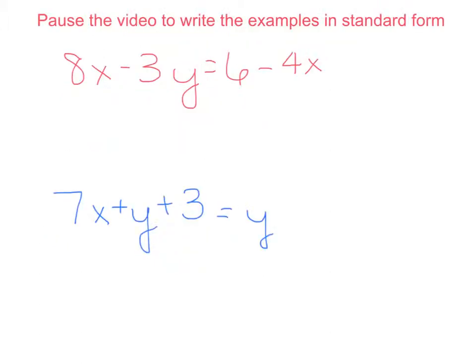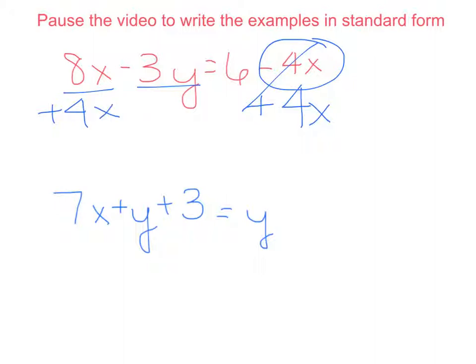Pause the video to write the examples below in standard form. The first example, 8x minus 3y equals 6 minus 4x. So we do have an x and a y on this side, but we still have an x over here. So you want to get that to the other side, so you add 4x to both sides. So your new standard form equation is 12x minus 3y equals 6.